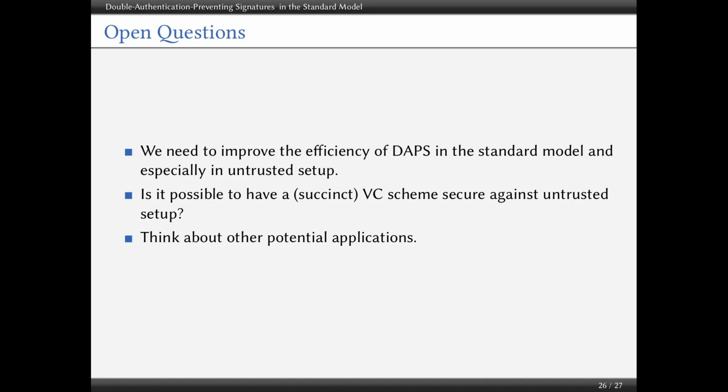And a natural question here is whether it is possible to have a vector commitment scheme which is secure against untrusted setup? And we also talked about two main applications of DAPS. It would be nice to think if there are more potential applications or not.